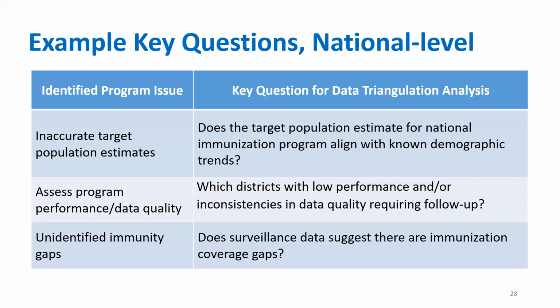So I'll just go ahead and get started with a few of the identified program issues and some of the key questions we can ask for data triangulation analysis. If we identify a program issue of inaccurate target population estimates, and these are all at the national level, one of the key questions we might ask is, does the target population estimate for the national immunization program align with known demographic trends? If the program issue is assessing program performance and data quality, we might ask which districts with low performance and or inconsistencies in data quality require follow-up. And finally, if the program issue is unidentified immunity gaps, we could ask, does surveillance data suggest there are immunization coverage gaps? Next slide.